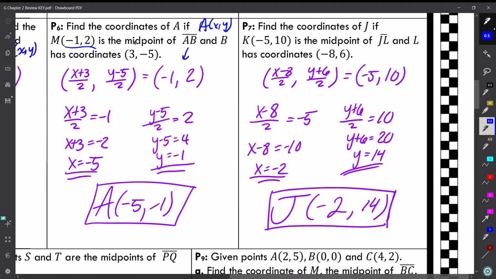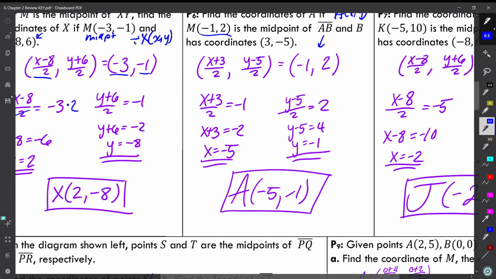Solving, we get this equation: x minus 8 over 2 equals -5. Multiply both sides by 2. X minus 8 is equal to -10 now. And then add 8 to both sides, you're left with x is equal to -2. So for the y, we have y plus 6 over 2 is equal to 10. Multiply both sides by 2 to get y plus 6 is 20, and then subtract that 6 to get that y is 14. So my other endpoint J has the coordinates -2, 14.